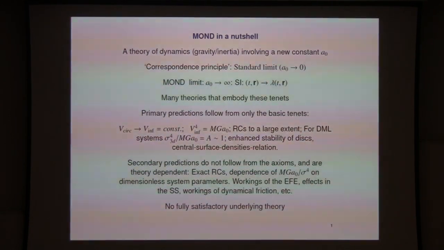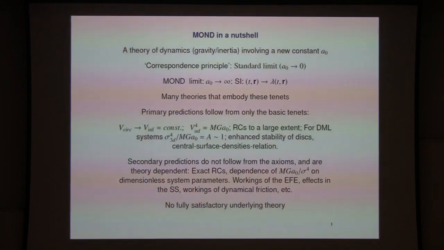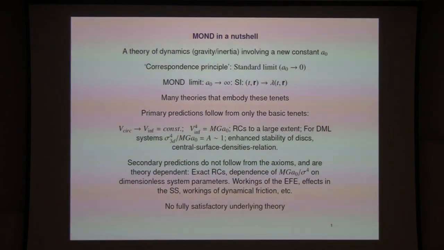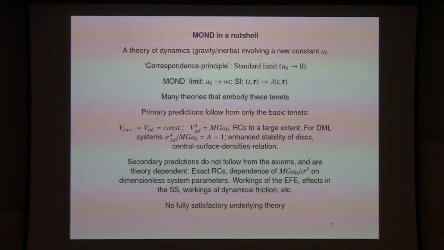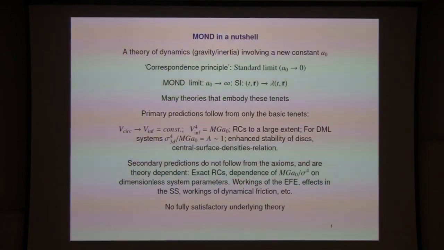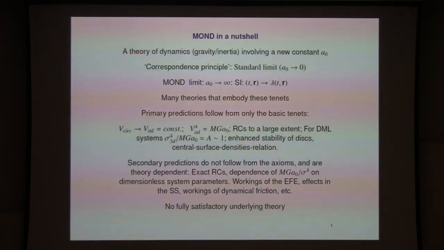And the important thing is to realize, partly lucky, partly maybe not so lucky, that a large number of predictions follow from only these very basic tenets. It is lucky in the sense that you can make many predictions even before you have a theory. On the other hand, it makes it difficult to distinguish between theories, because all theories that embody the basic tenets of MOND will automatically give you all these predictions. At any rate, here are some examples of what you could call primary, or first-tier, predictions.